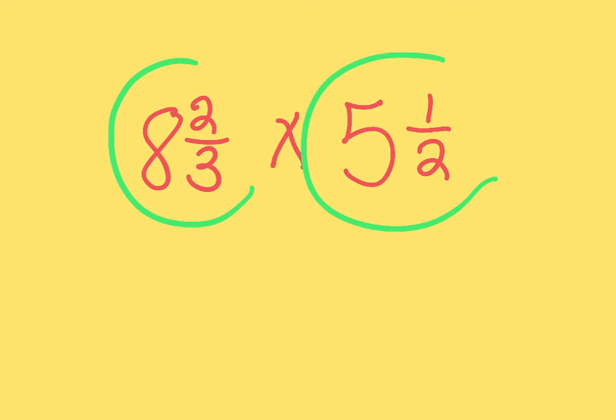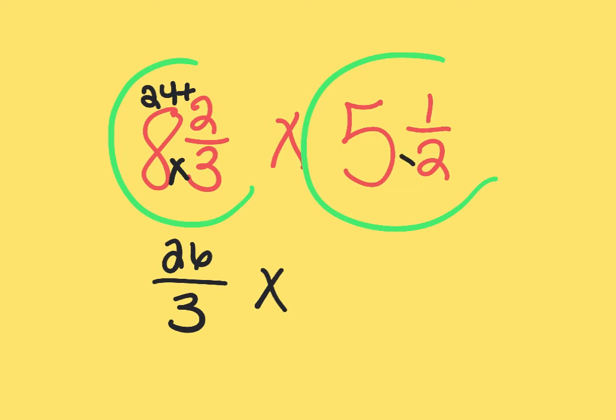Go ahead. You've got two mixed numbers. You've got to convert both of those to improper fractions. 8 times 3 is 24, plus 2 is 26/3, times 2 times 5 is 10, plus 1 is 11/2. And then I noticed that I could simplify by crisscrossing, so I'm going to go ahead and do that. Remember, I taught you the trick. You can crisscross simplify if you can.